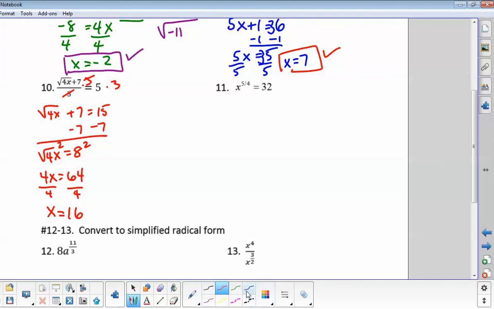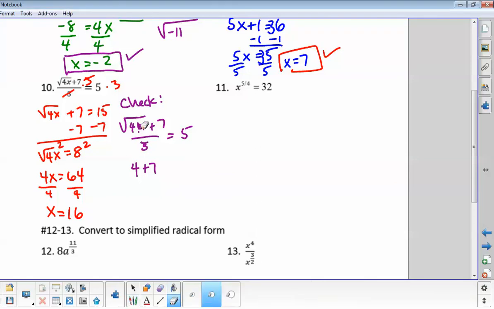Alright, so now we're going to check your answer. Square root of 4 times 4 plus 7 over 5 equals 5. 4 times 4 is 16, and the square root of 16 is 4 plus 7. Oh, that was not a 5, that was a 3. Okay, so again, I think I put the wrong number up here. I'm supposed to put 16 up here, so this would be 4 times 16.